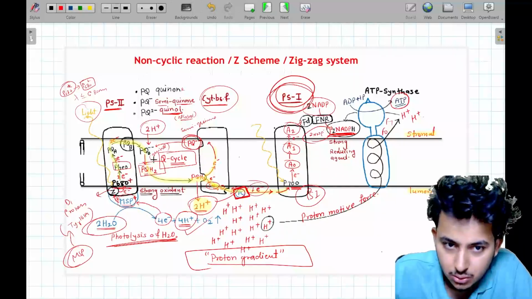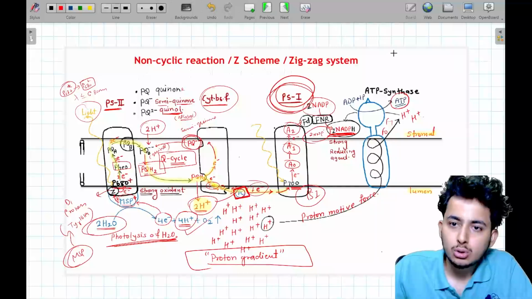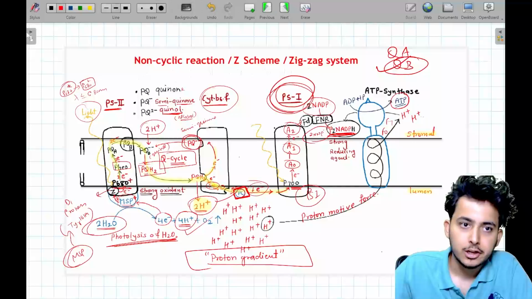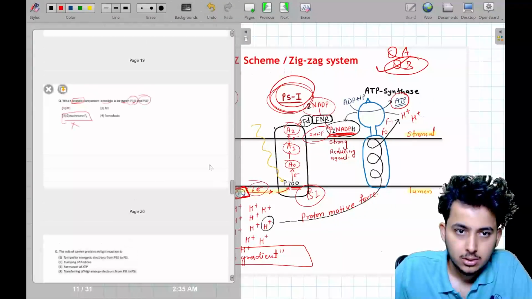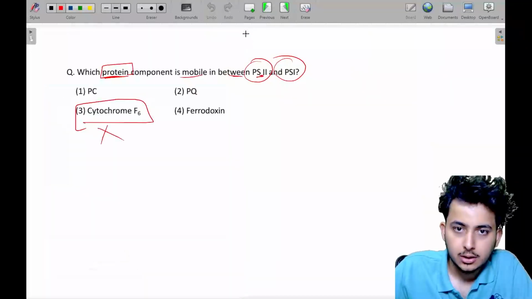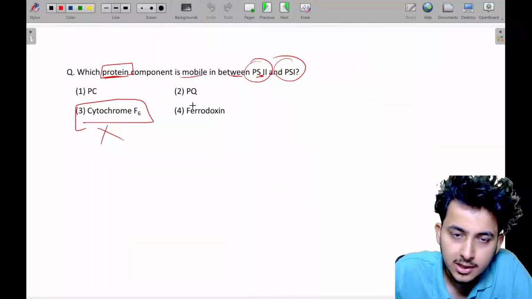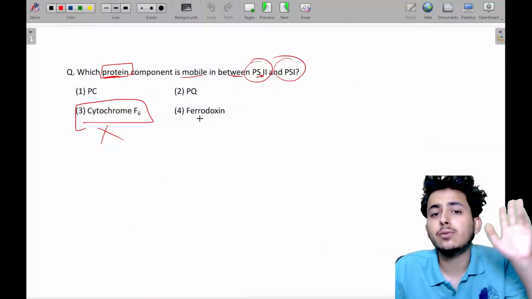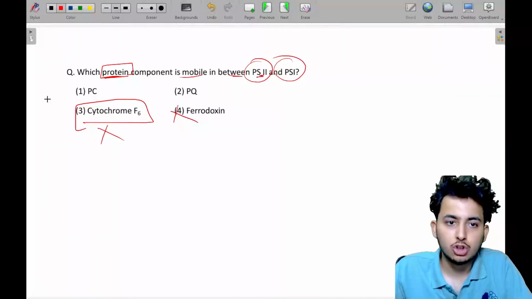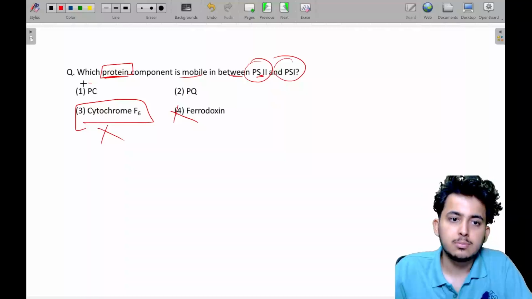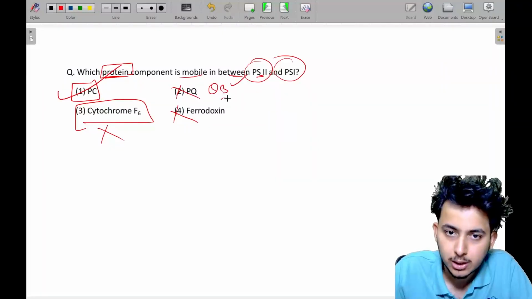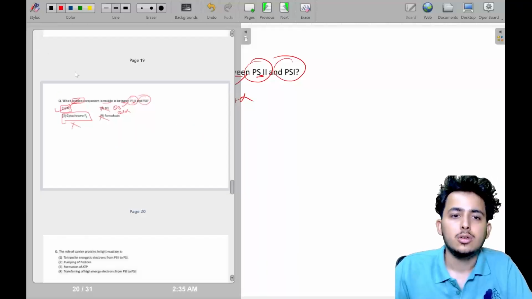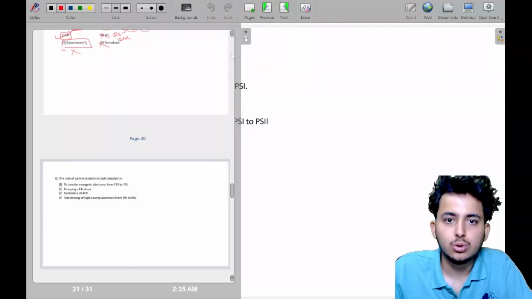The plastoquinone also. In plastoquinone you have quinone A and quinone B, out of which quinone B is mobile only. So if you see the options in the question, the ferredoxin that is present on the stromal side is again mobile, but that is not between PS1 and PS2. So this is not the option, and plastocyanin is the correct option. This is also not the option because QB is mobile but QA is not. So this is what you should know.